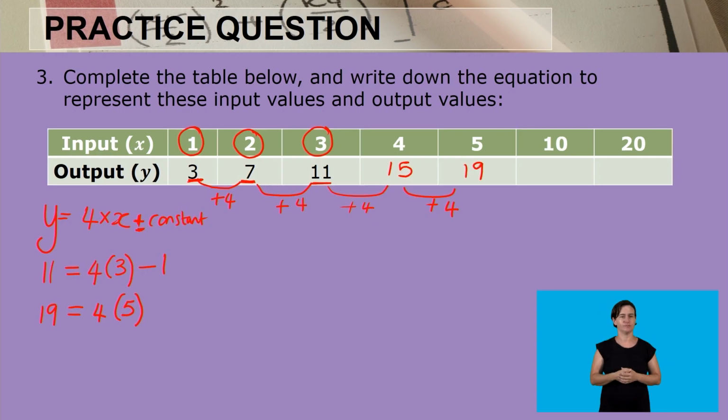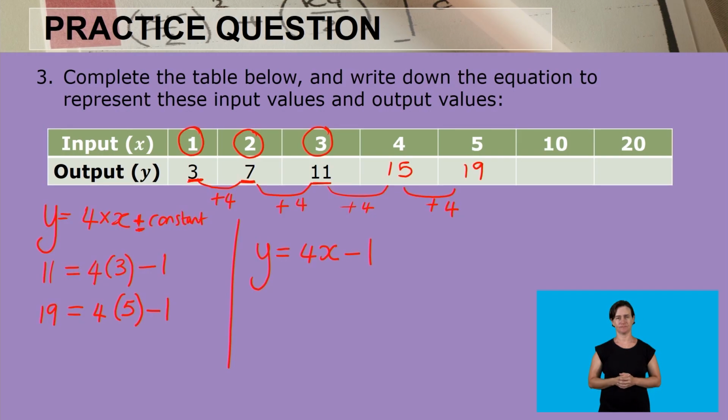So 4 multiplied by 5 is 20. And how do we get to 19 from 20? Yes, we are going to subtract 1. So what does this mean? This means that our equation, or our algebraic rule, is y equals... to get the output value, we're going to multiply the input value by 4 and subtract 1. So our rule here is y = 4x - 1.